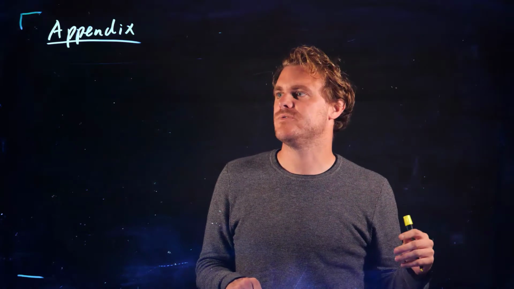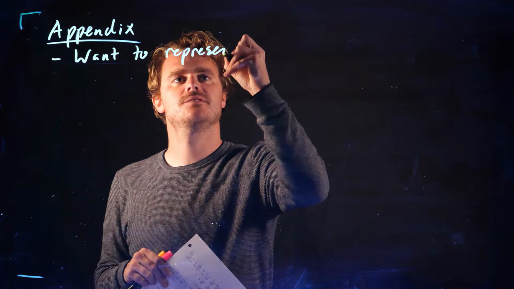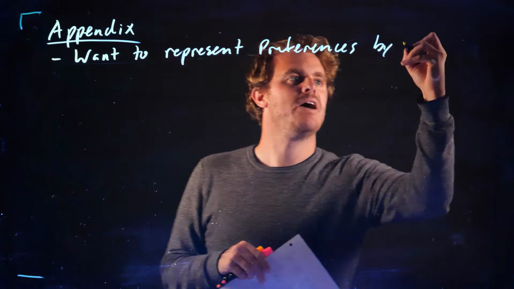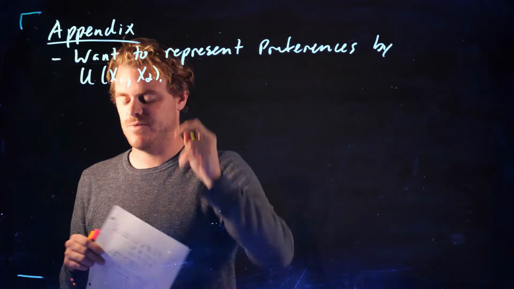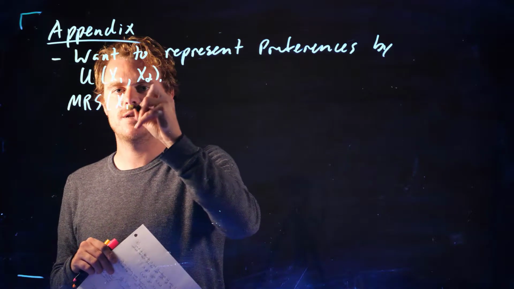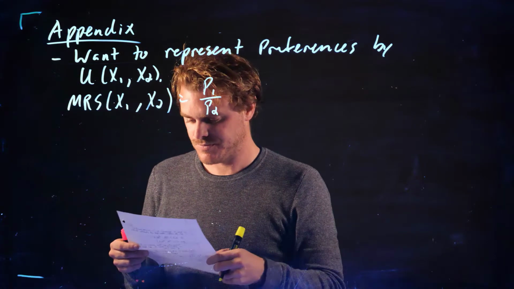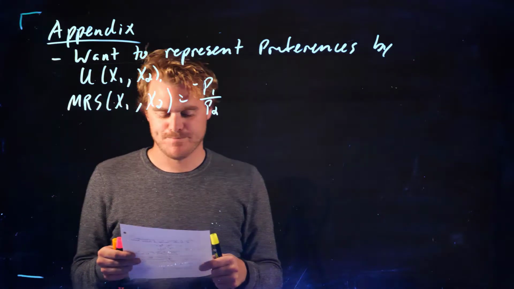This is just going to give us a different way of looking at some of the content we've seen so far this chapter about choice. We want to represent preferences by a utility function, u of x1, x2, for instance. We know that the marginal rate of substitution at x1, x2 is equal to the price ratio. Forget the negative sign, but we should make sure it's in there.